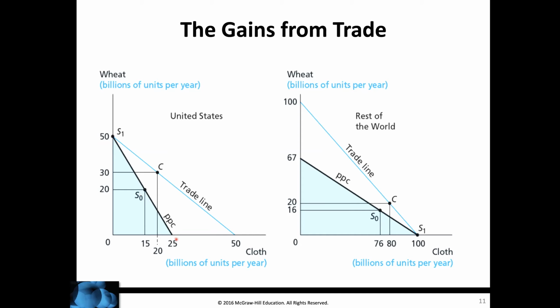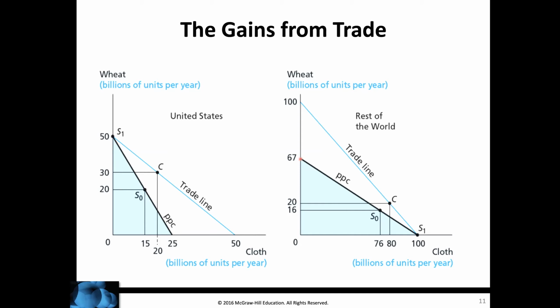Now, you can see on the other side, if the US takes 4 hours to produce cloth, they'll only produce 25 as opposed to the 50 wheat. As we go down this production possibility curve, we're now producing less wheat and more cloth. So this is what the US could produce on its own, and everything below that they could produce within this as well, if they're not as productive as they could be. The same is true for the rest of the world.